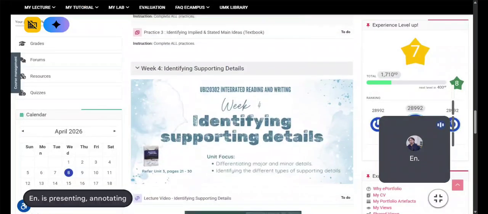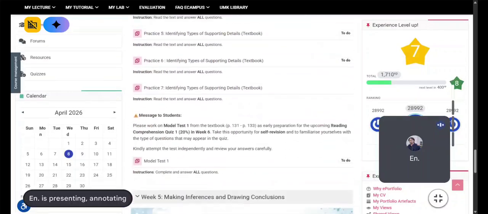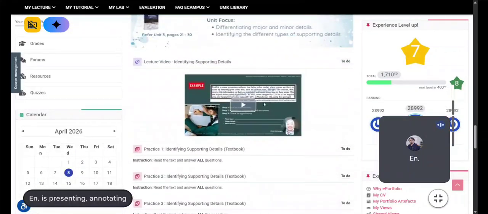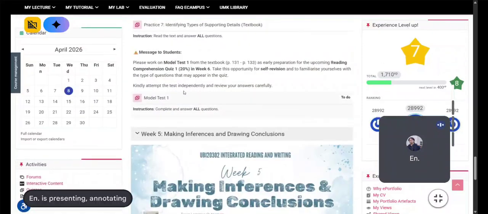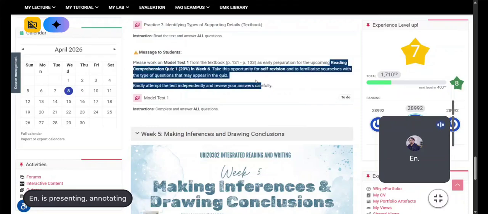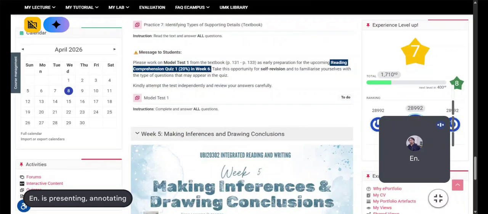Before I continue with what we're going to do this particular week, I would like you to focus on this. In week 4, I have uploaded a model test. This model test will be the model for the real quiz that we're going to do in week 6 next week. Next week we are going to have our reading comprehension quiz 1, and this is 20%. So I need you to practice so that you are familiar with the questions that will be asked.